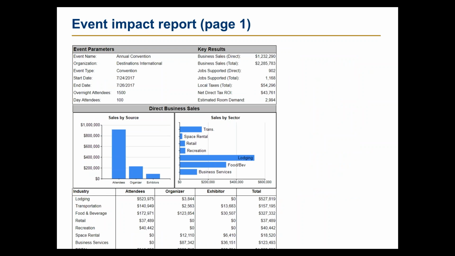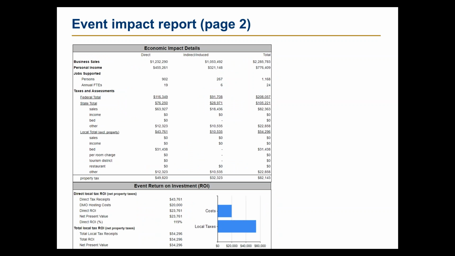The platform has a two-page report that is produced for each event. This is the first page showing the key parameters of the event, the results in terms of business sales, jobs, taxes, and room demand. And then it shows business sales, and that would be the spending generated by the event. It's shown both by the source of those sales, attendee, organizer, and exhibitors, and the industry in which that spending is taking place, lodging, restaurant, business services, transportation, etc.